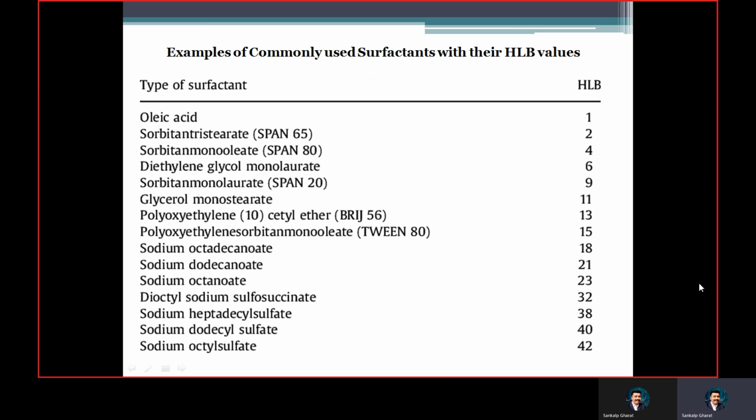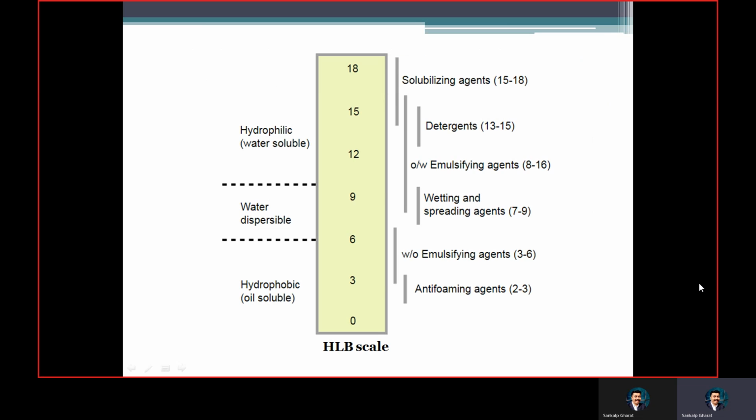On your screen you can see different examples of surfactants. In a variety of products we use oleic acid, Span 65, Span 80, Span 20, sodium octanate. These are the different types of surfactants used, along with their HLB values, which are given on your screen. These values are calculated using the experiment which we are going to study today. Once the HLB value is calculated, the HLB scale is used.